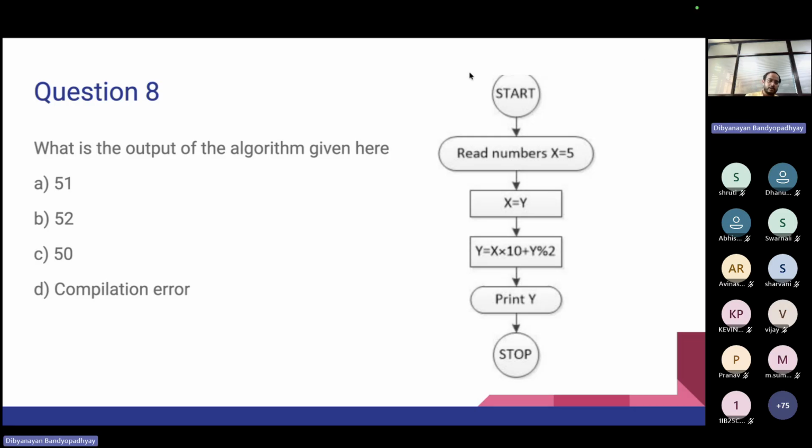So this is simple actually. Start state and then you read the number, x equal to 5. So x is assigned a value of 5. Then you perform these two operations. Yeah, go ahead.